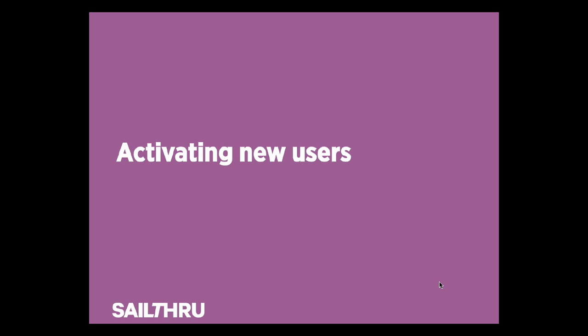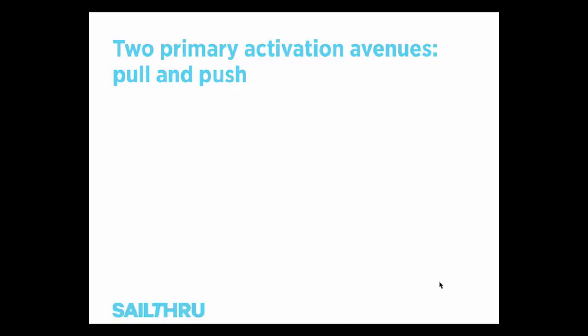So now let's move into, we have the email addresses. How do we activate new users or get them to buy or engage for the first time? So the first thing to realize is that there's two primary avenues for activation. One focuses on pull and the other on push.